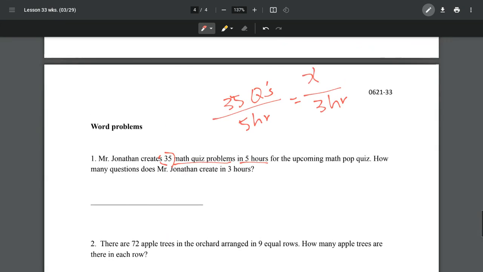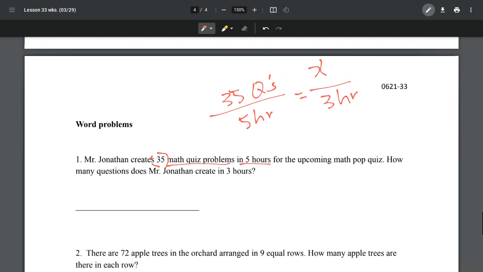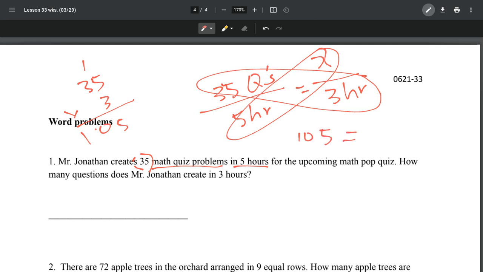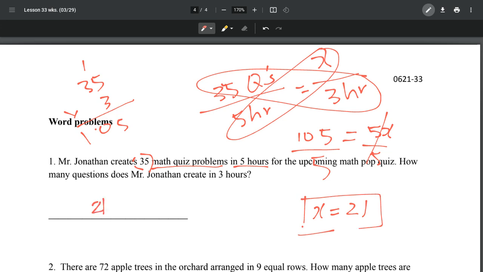We're going to put an x there. Why? Because we don't know. Now all we have to do is cross multiply. So 35 times 3 is 105. And so we have 105 equals 5 times x, which is 5x. We're going to divide both sides by 5, and x is equal to 21. So he can create 21 questions in 3 hours.